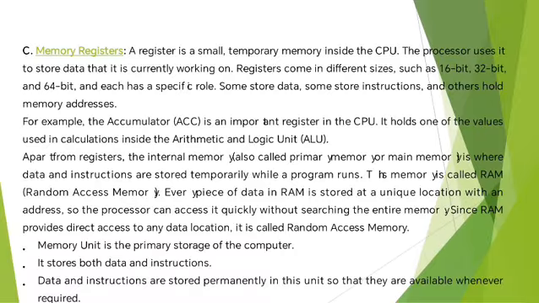Memory registers. A register is a small temporary memory inside the CPU. The processor uses it to store data that it is currently working on. Registers come in different sizes such as 16-bit, 32-bit as well as 64-bit, and each has a special role. Some store data, some store instructions, and others hold memory addresses.